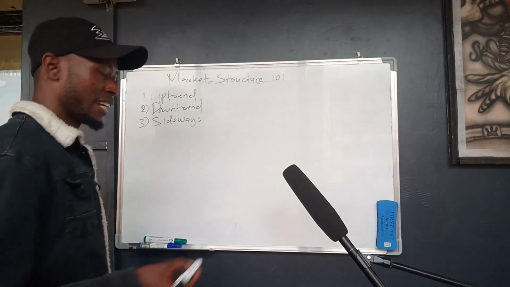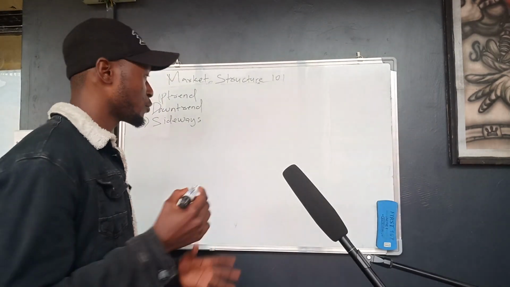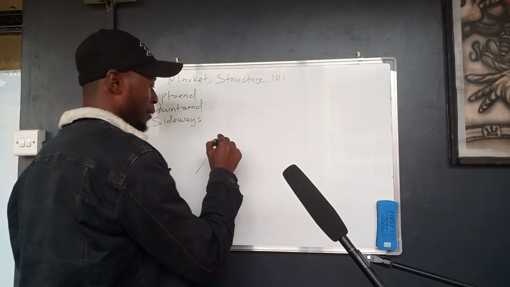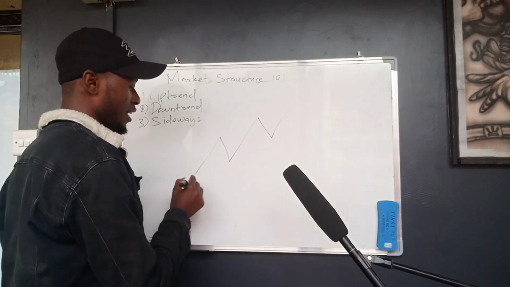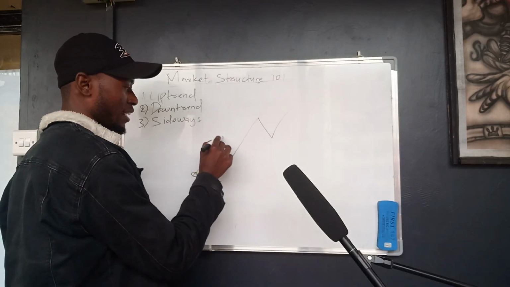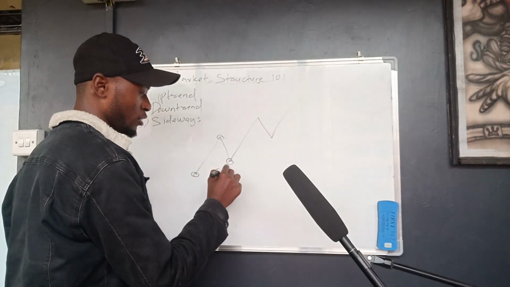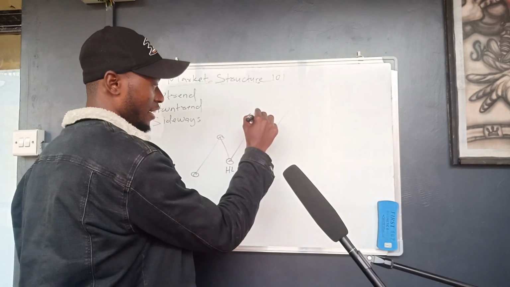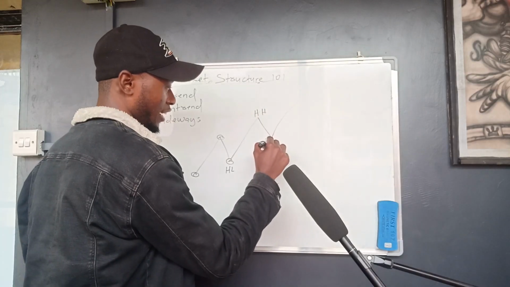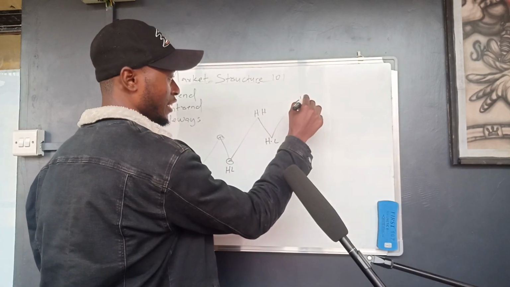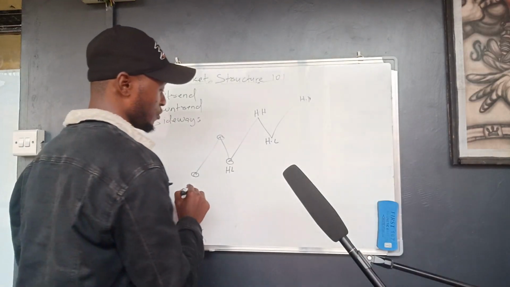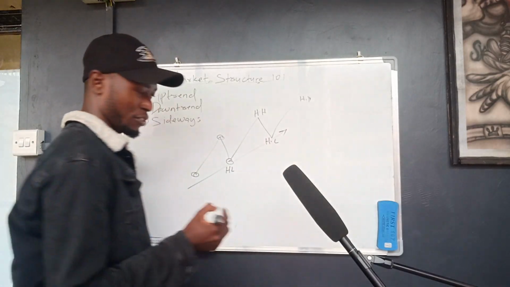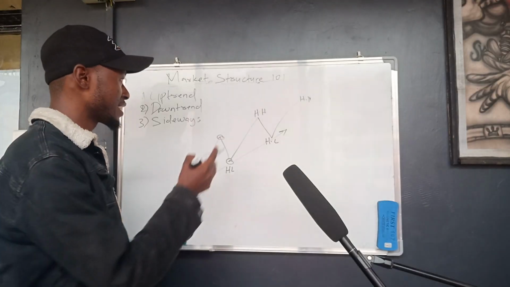So uptrend. An uptrend is simply a market that is moving in a series of up movements. So this is an uptrend. Simply, the market is forming a low, then a high, then a higher low, then a higher high, a higher low, a high, and so on. As you can see, the market is moving in this direction. So simply put, this is an uptrend.